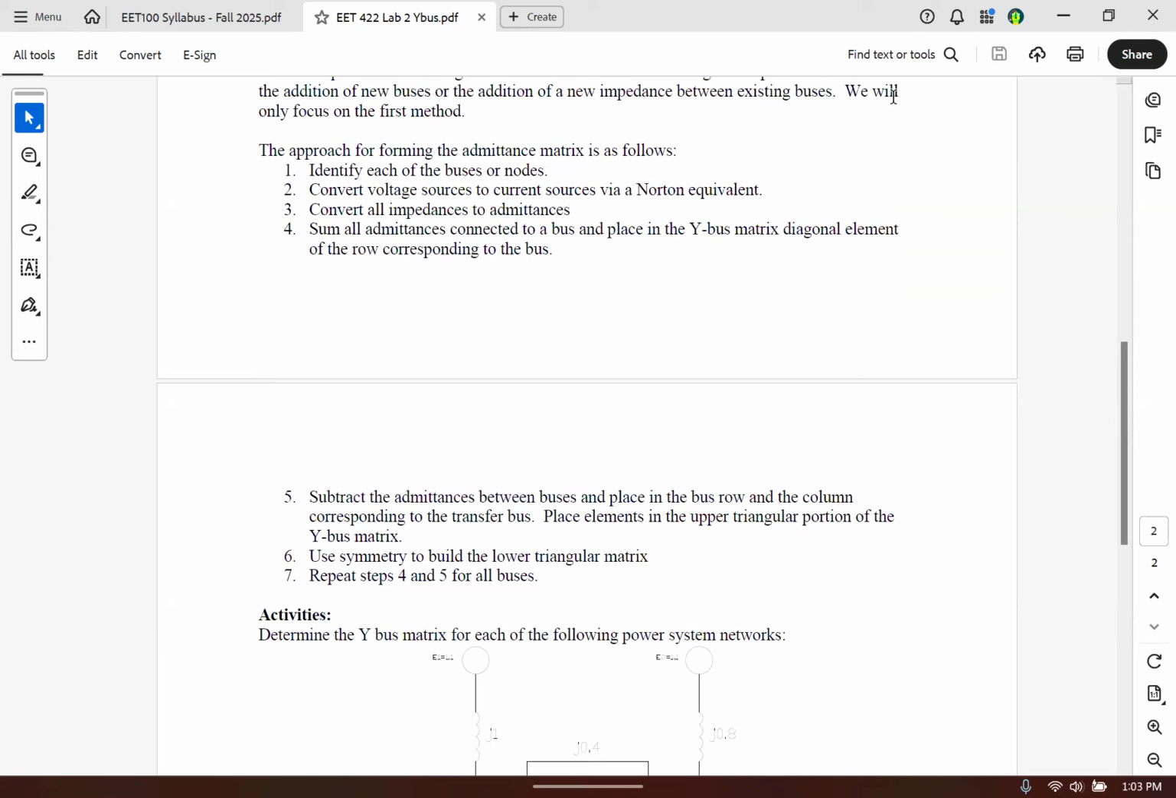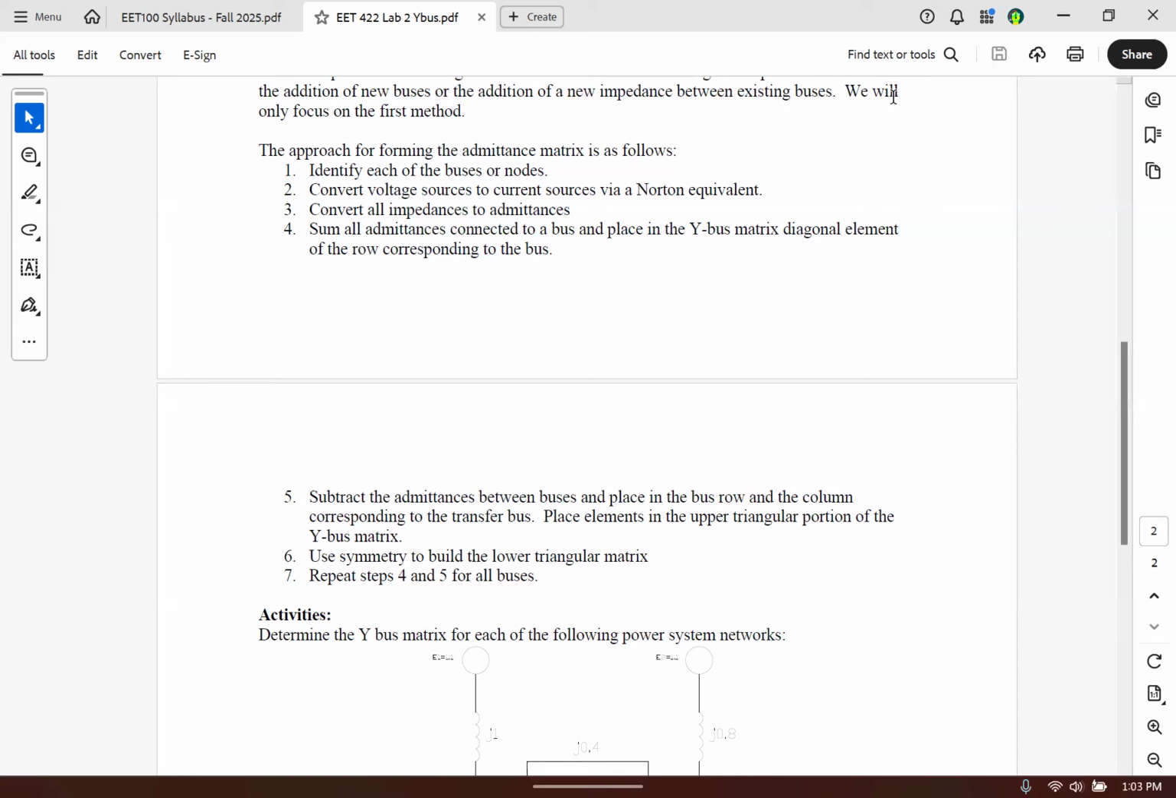plug and chug, turn the crank. So always identify the buses and nodes. It's really important to identify the buses or nodes on your diagram. The reason is that when I'm saying Y bus 1, I need to know where bus 1 is, okay? Or bus 2 or bus 3, et cetera. If I didn't specify my bus numbers, I could pretty quickly get completely confused as to how I'm trying to solve for my network.